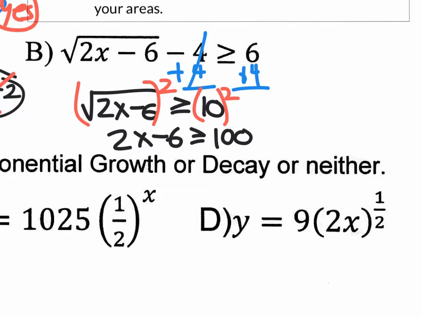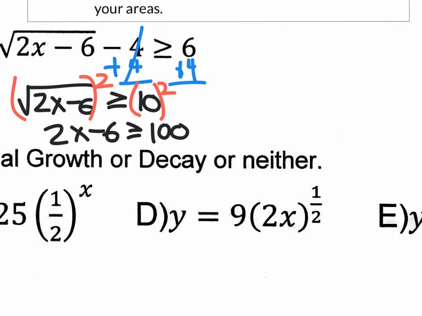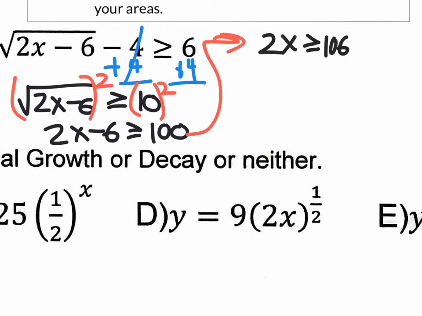Okay, and then after that, let's continue solving. So if I did add 6 to both sides, let me rewrite it up here. You'd get 2x is greater than or equal to 106. And let's now divide both sides by 2. And we get x is greater than or equal to 53. Okay, so that's an answer.